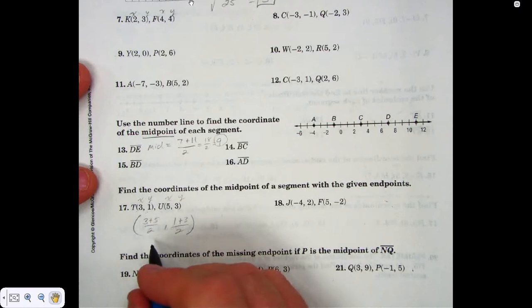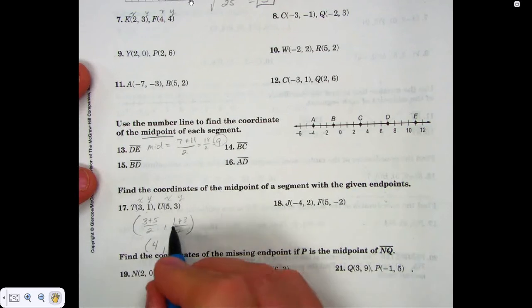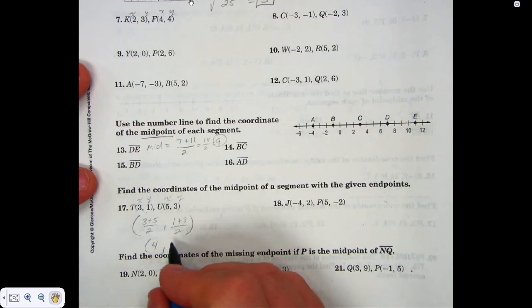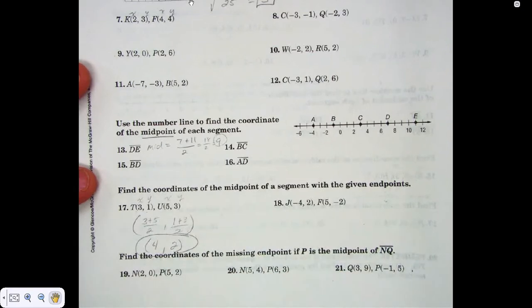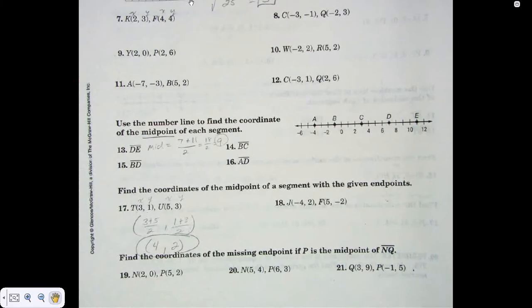3 plus 5 is what? Divided by 2 is? 4 comma 1 plus 3 is? Only one person knows what 1 plus 3 is in here. 1 plus 3 is? Divided by 2? There we go. Wake up. That's the coordinates of the midpoint right there. You're done.